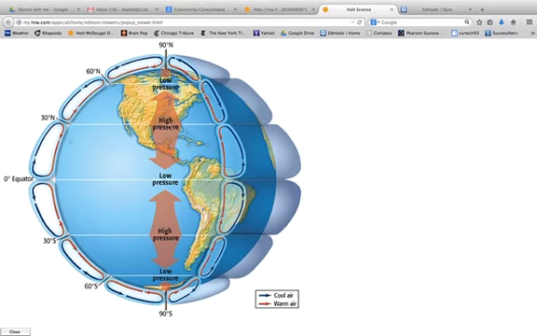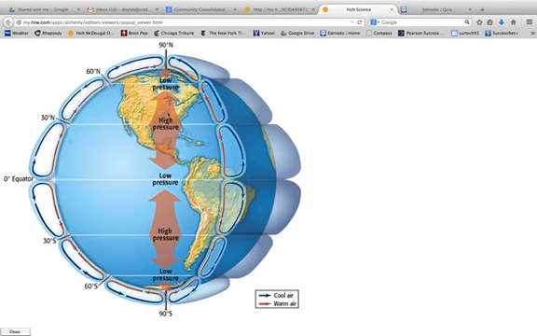So in this picture you see that there's these areas of high pressure, and then the air moves to areas of low pressure. So it goes from high pressure to low pressure. So air always moves from high pressure to low pressure. And you can see it can go either north or it goes south, but it always goes from areas of high pressure to areas of low pressure. And wind does the same thing. Wind always goes from high pressure to low pressure.